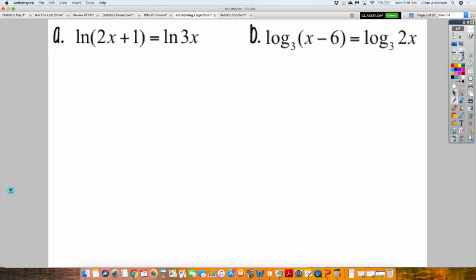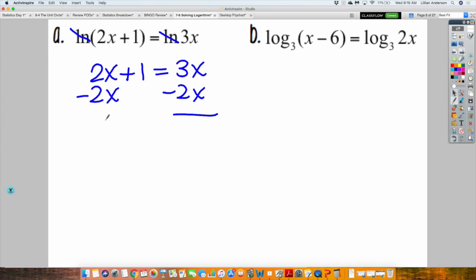I have a log on the left, a log on the right. So we just dropped the log part and we just set the arguments, which is 2x plus 1 and 3x, equal to each other. Simple as that. Then you solve. How do I solve? And then you always got to make sure, especially when you're solving a logarithmic equation, that you check your solution. When I plug 1 in, it's still positive. So then we're good.